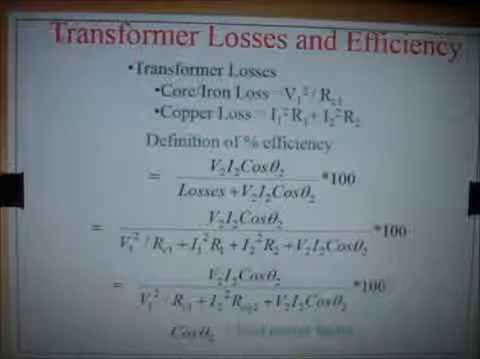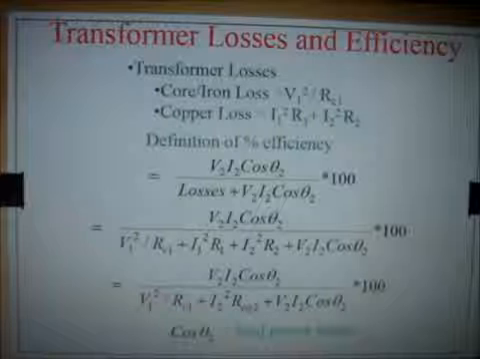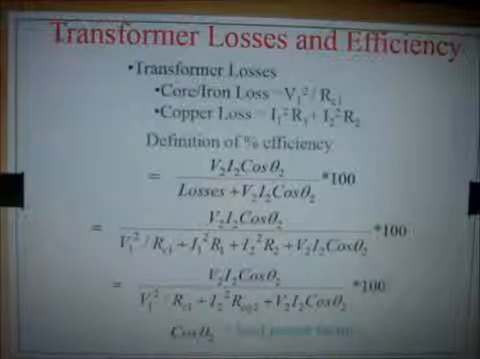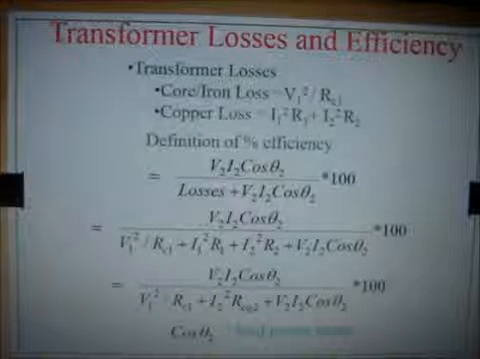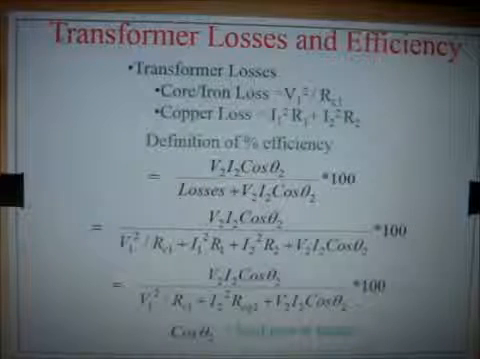Iron loss is given as V1 square by R, and copper loss is given as I1 square R plus I2 square R. That is the total loss in case of the primary and the secondary side. And I have told you about the eddy current loss, that it can be reduced by using laminated cores.